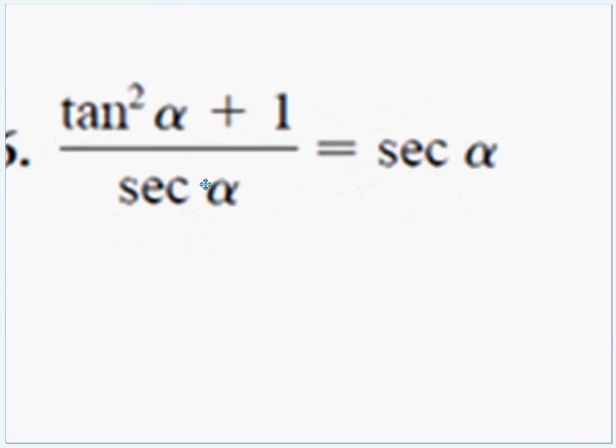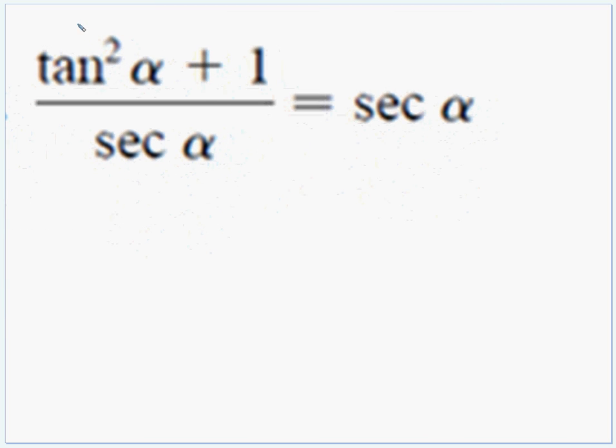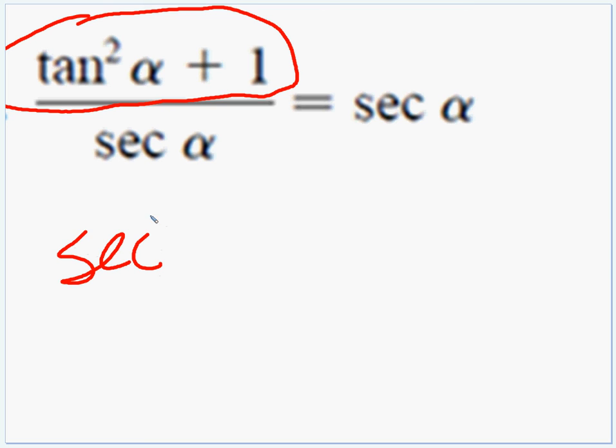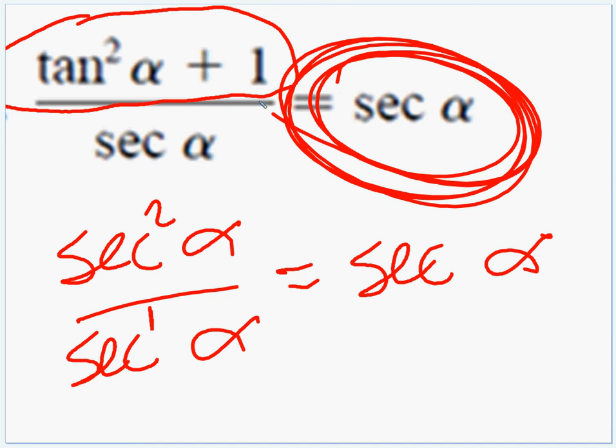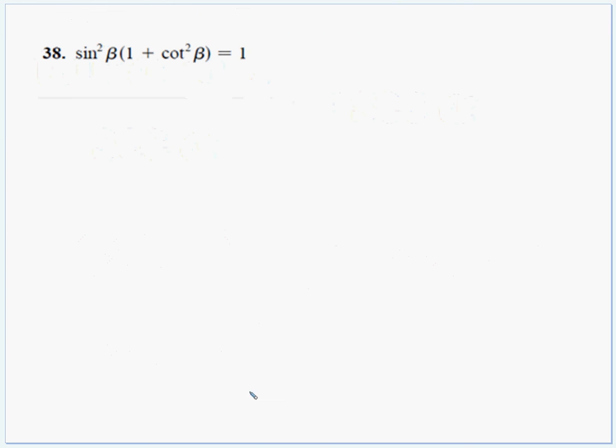Okay, well, this is an easy one, a two-stepper. Numerator, tan squared plus 1. Well, that is secant squared by Pythagorean identity. And our denominator is also secant alpha. So we could do, again, subtract the exponents since we are dividing like bases. 2 minus 1 is 1. So this is equal to secant of alpha, which is our finish line. Congratulations, you made it.